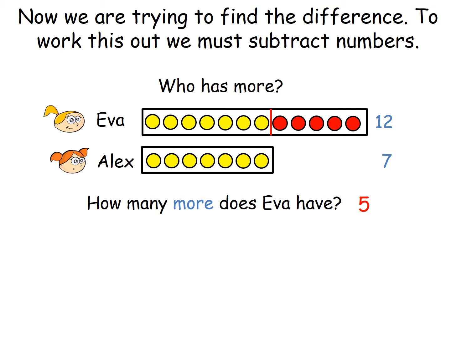And you can see Ava has 5 more counters, because you could easily just count them or look at them and see that that is 5. But if I didn't have the diagram to help me, I could have just subtracted the two numbers. So 12 subtract 7 is again 5. So the difference between 12 and 7 is 5.